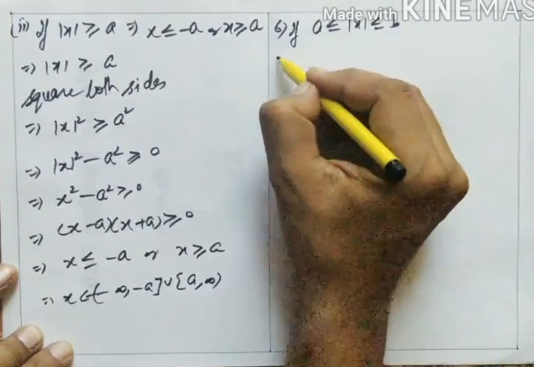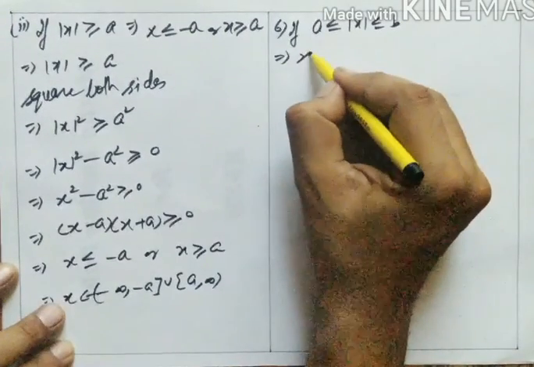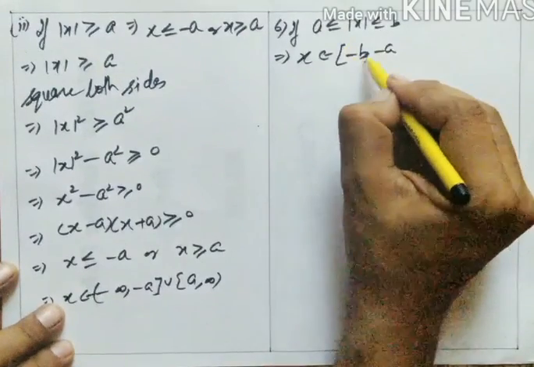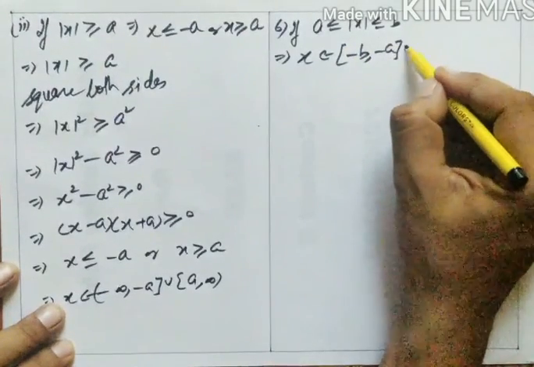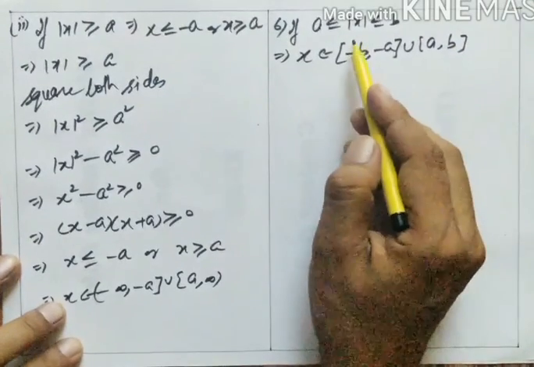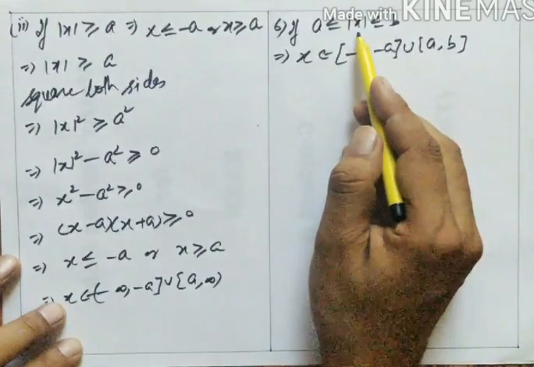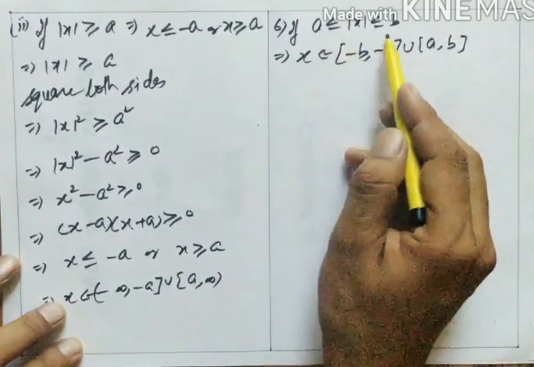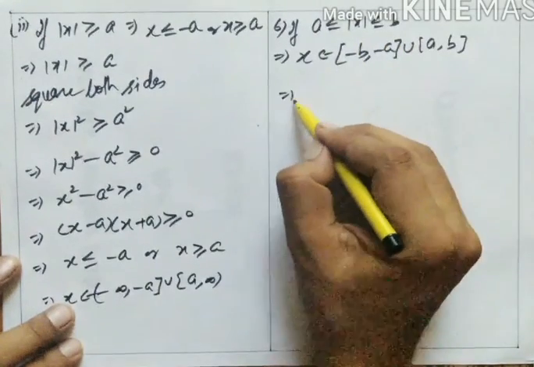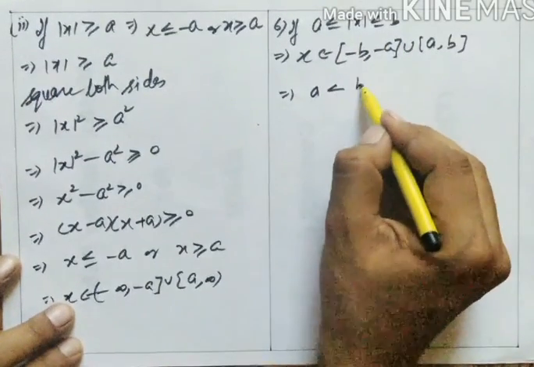So this implies x belongs to minus b comma minus a union a comma b. Let's see how this comes. Now we are saying that modulus of x, which is a positive number, lies between a and b. That means a is small and b is bigger. It clearly implies a is less than b.